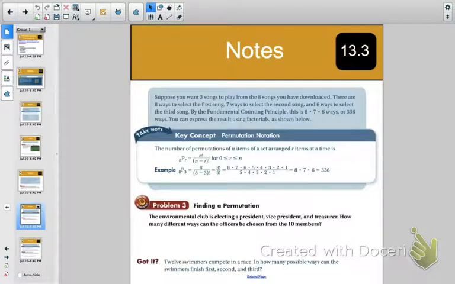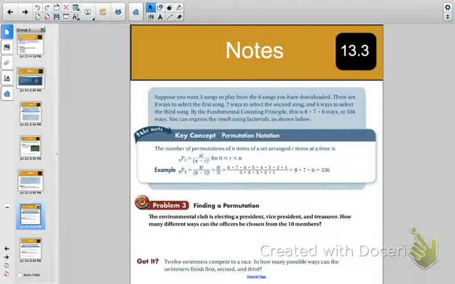Okay, suppose you want 3 songs to play from the 8 songs you've downloaded. There are 8 ways to select the first song, 7 ways to choose the second song, 6 ways to choose the third song. So there are 8 times 7 times 6 ways, or 336 ways for 3 songs to play. Okay, so that's not quite a factorial because you're not going all the way down to 1.